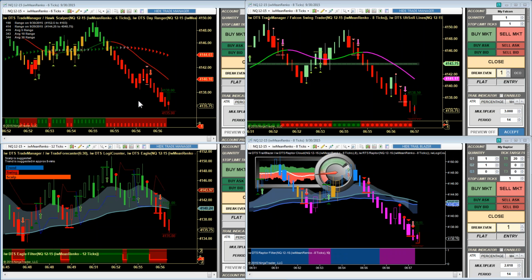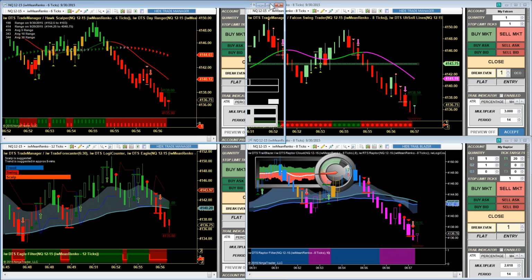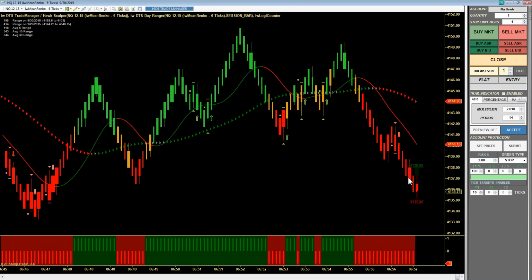All right, you can see a little first micro macro cross signal right here that had decent follow through to it, at least enough to find our profit objective. Notice how we are getting some width on these bars now. That's a little bit of buying pressure coming into the market.